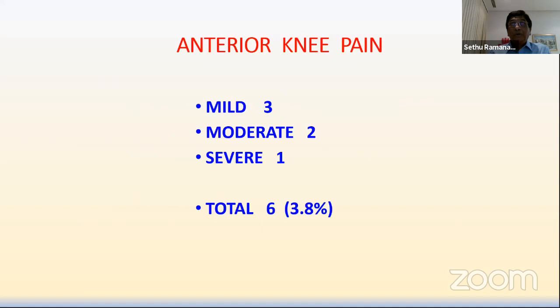But what was most interesting and significant to me was the incidence of anterior knee pain in this group of 156 patients. There were only 6 patients, 3.8%, who had anterior knee pain. And of this, 50% was mild. Whereas if you looked at the literature or what was coming out at that time, anything from 5% to 50% was being quoted. So I used to wonder what could be the reason.